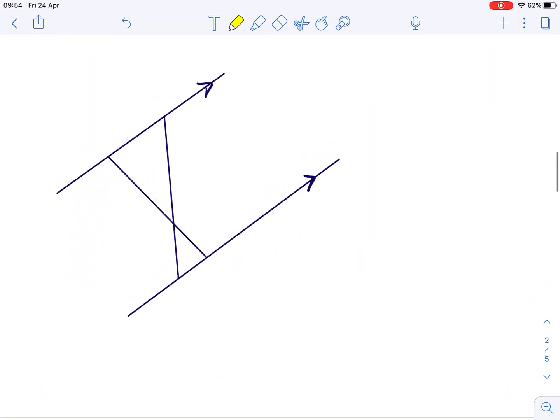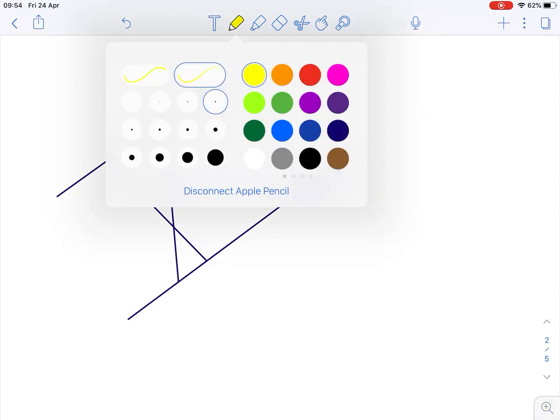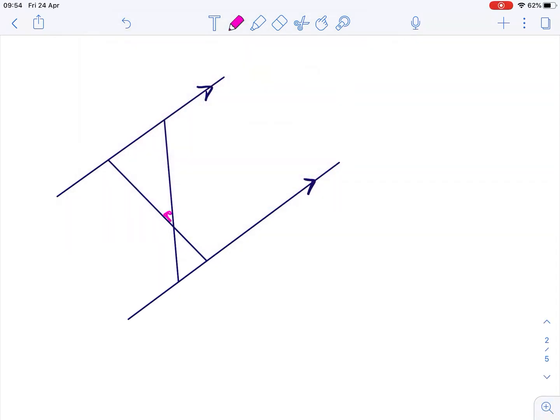Now, a second example, again with parallel lines, because we're going to be using the parallel lines rules here, are these two triangles. So to start off with, if I label this angle in the middle, I hope that you can see that the angle vertically opposite it will also be pink. It will be the same size. But what about these other angles?